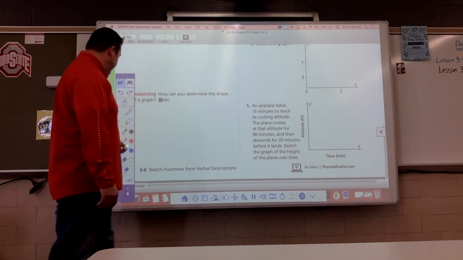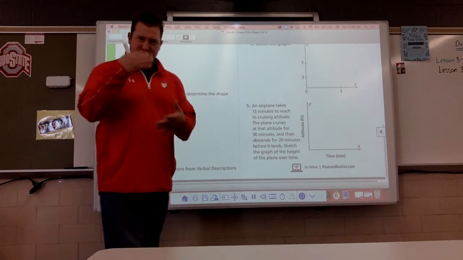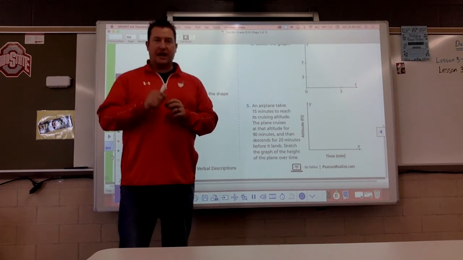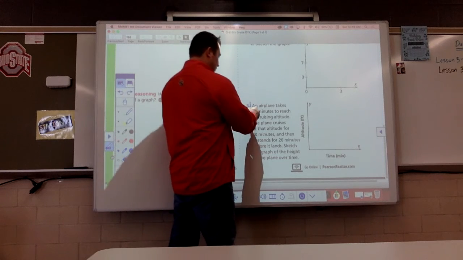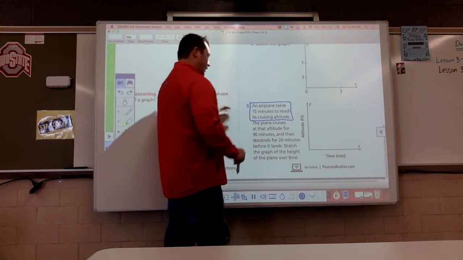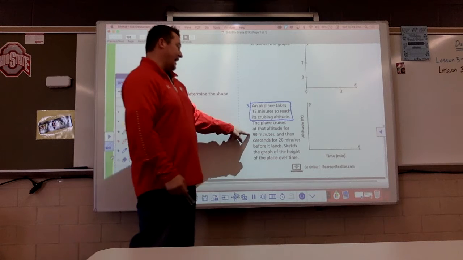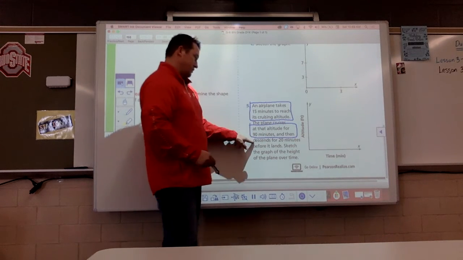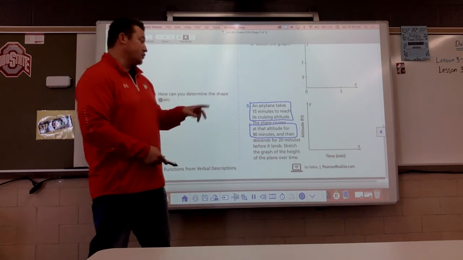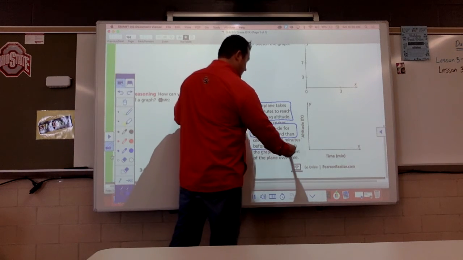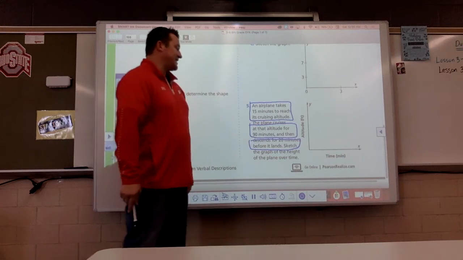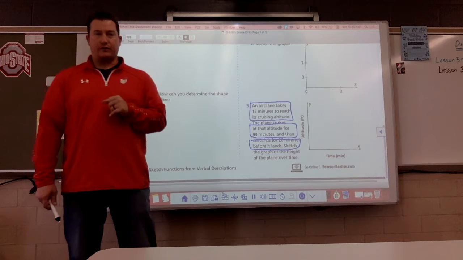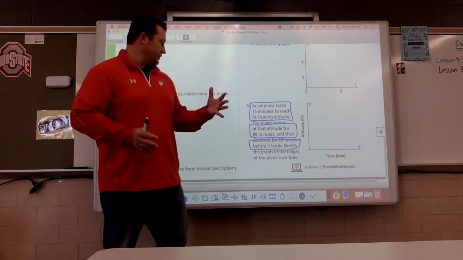Last one here, number 5. Again, sketching graphs. We're going to do lots of sketching, so you're going to get better at this. An airplane takes 15 minutes to reach its cruising altitude. The plane then cruises at that altitude for 90 minutes. Then it descends for 20 minutes before it lands. Sketch that graph. Well, I've conveniently drawn rectangles around my 3 intervals. So this is the first thing I need to do.